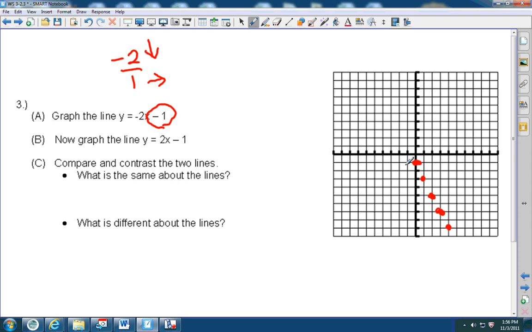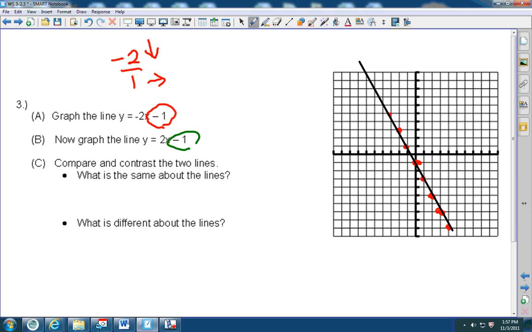Now I can go backwards and I can go up 2 to the left 1. Up 2 to the left 1. Up 2 to the left 1. And then I can draw my line to connect the dots. Okay? So now let's graph the other one.